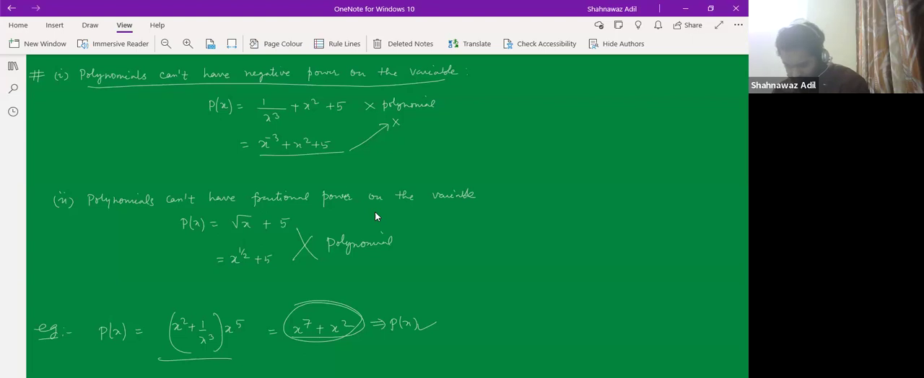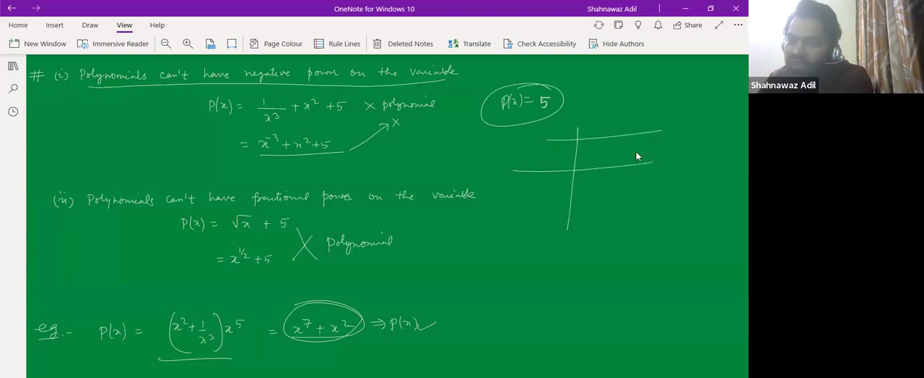Sir, can the power be 0? Yes, the power can be 0. Let's say you have 5. This is one term, p(x) is 5. This is a constant value. In here, the power is what? x to the power 0. Power can be 0.